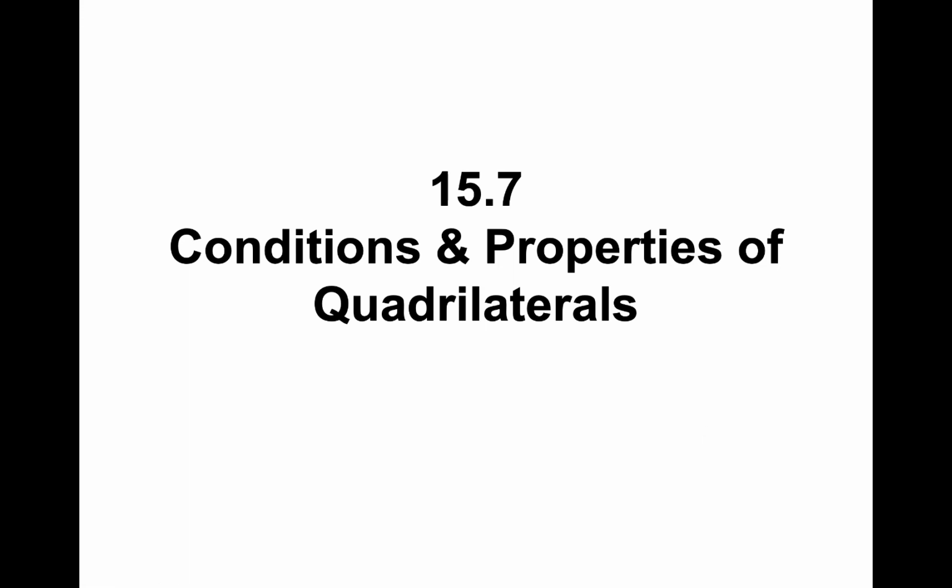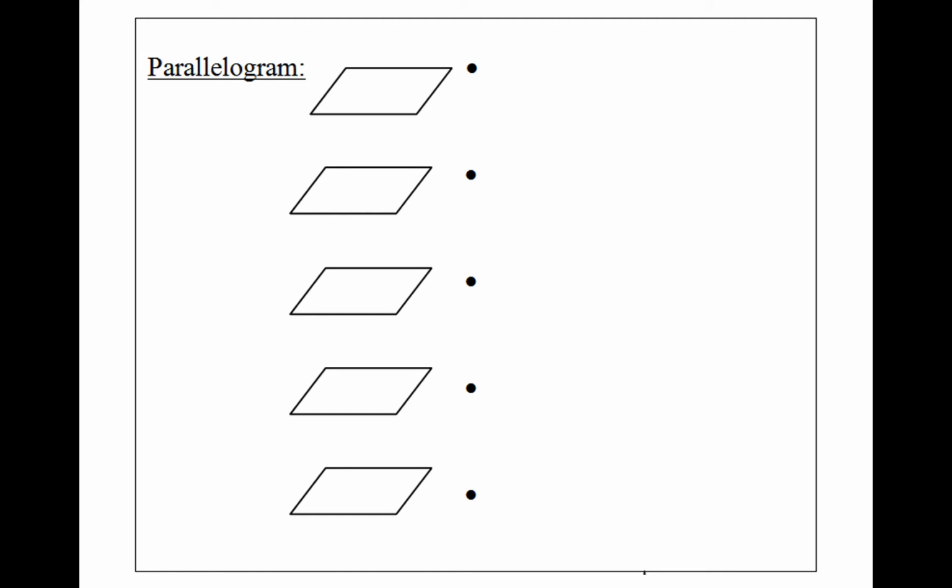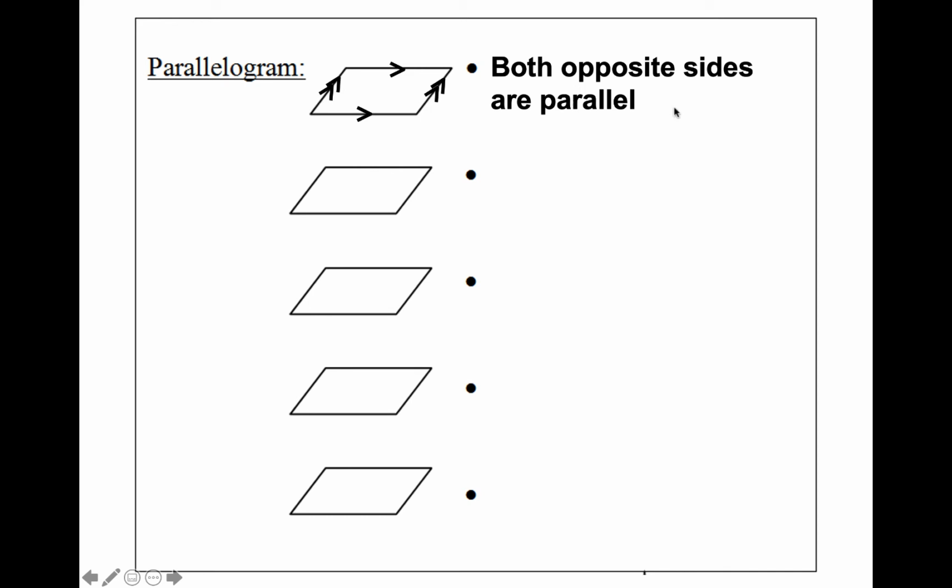Okay, we're doing 15.7, which is conditions and properties of quadrilaterals. So we learned about a parallelogram and the properties that go with a parallelogram. Because it has the word parallel, we know that opposite sides are parallel. So both opposite sides are parallel. We also know that both opposite sides are congruent. So we can mark both opposite sides congruent.